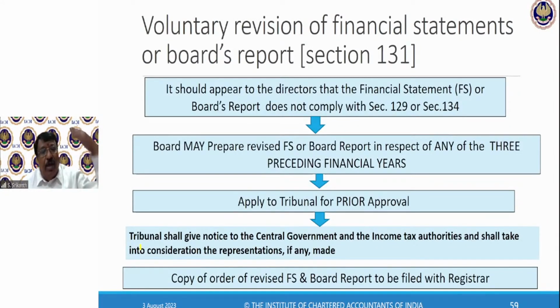So for that, you have to make an application to the tribunal for prior approval. Then the tribunal will hear the case. And after passing the order, they will give notice to the central government and income tax authorities, in case there is any income tax effect. And they will also give their representations. Finally, the copy of the order of the revised financial statement and board report is to be filed.